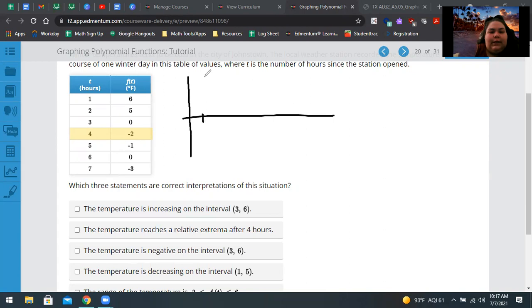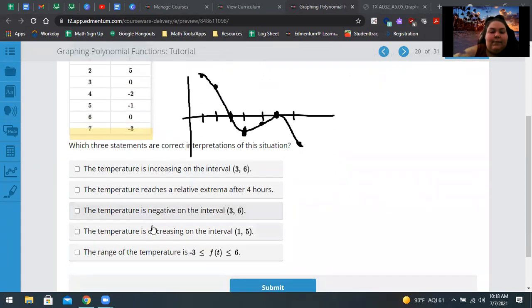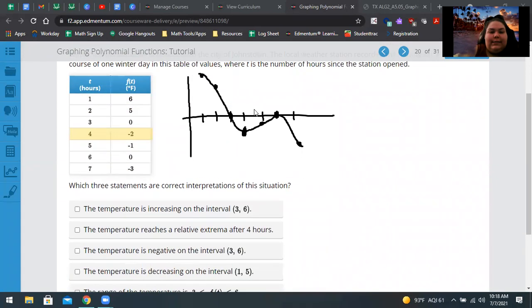At 1 it's 6, at 2 it's 5, at 3 it's 0, at 4 it's -2, at 5 it's -1, at 6 it's 0, at 7 it's -3. So we have something like this. Is this technically a maximum or minimum that we have right there, at our (4, -2)? Is it a point where it switches from increasing to decreasing or decreasing to increasing? It says the temperature is negative on the interval from 3 to 6.